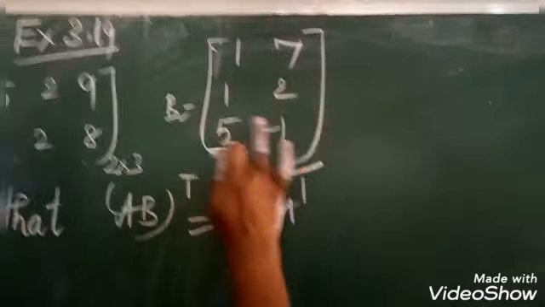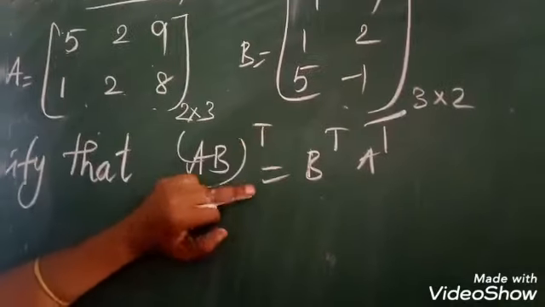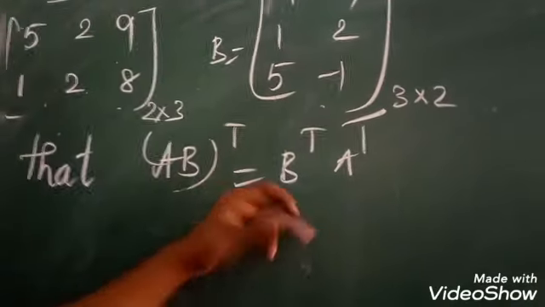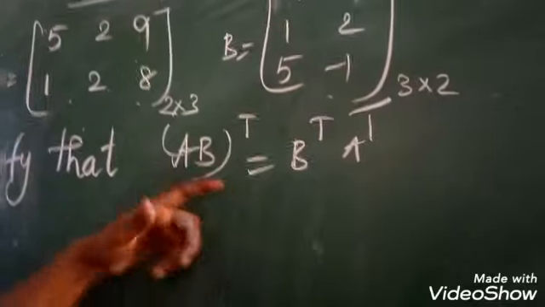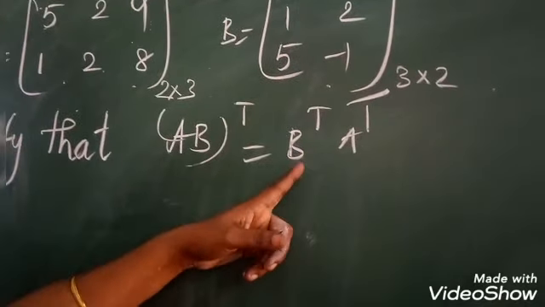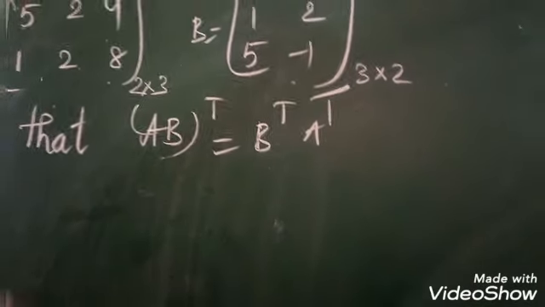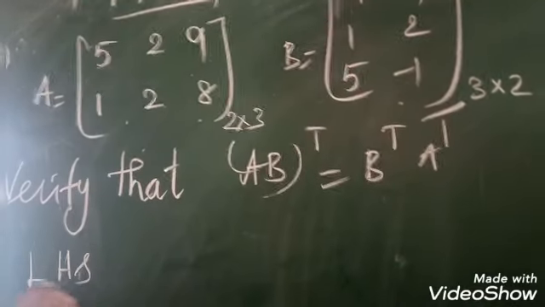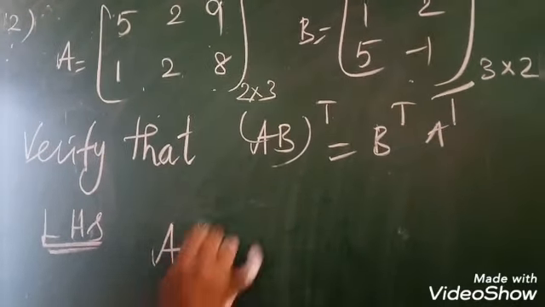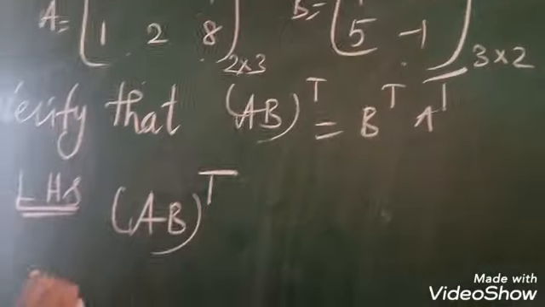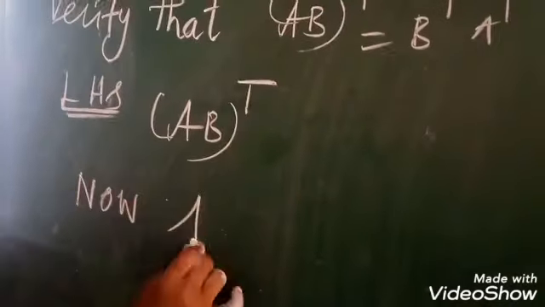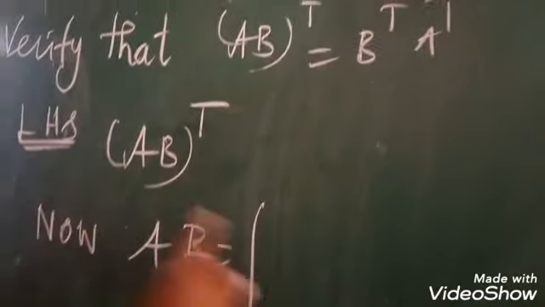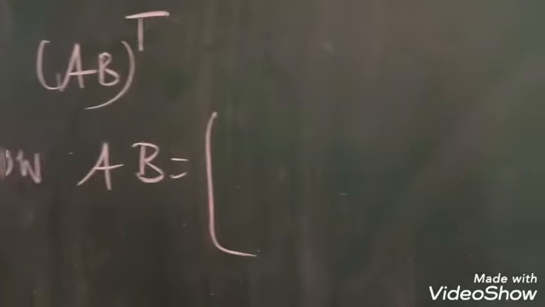So verify that (AB) transpose is equal to B transpose A transpose. This is one rule, girls: the transpose of a product should be the product of the transposes. Okay, girls, we want to prove that LHS equals RHS. What is the LHS here? (AB) transpose. First we want to find the multiplication of the matrices A and B. Afterwards, the answer should be transposed.